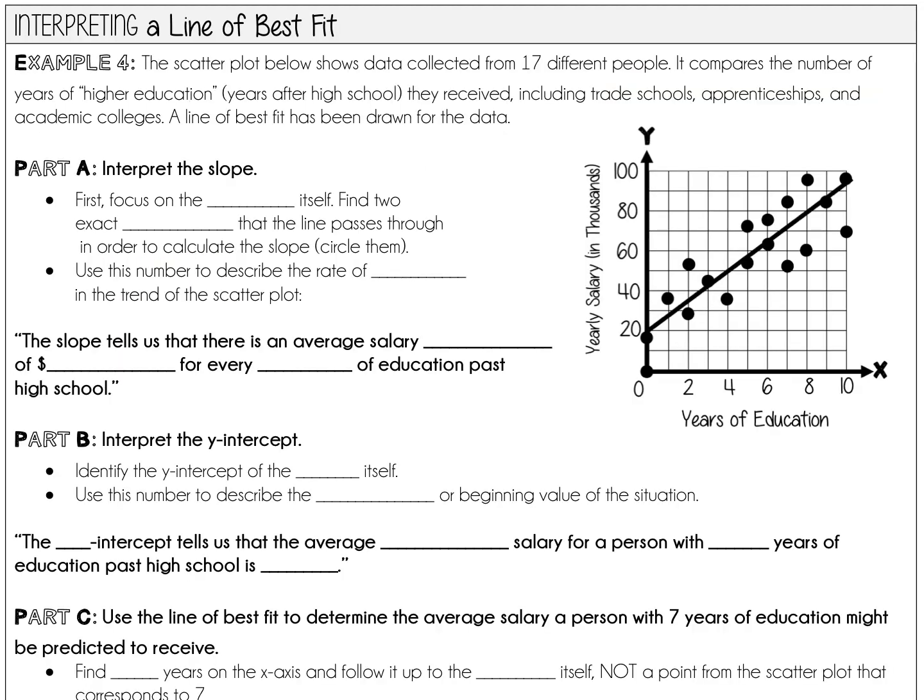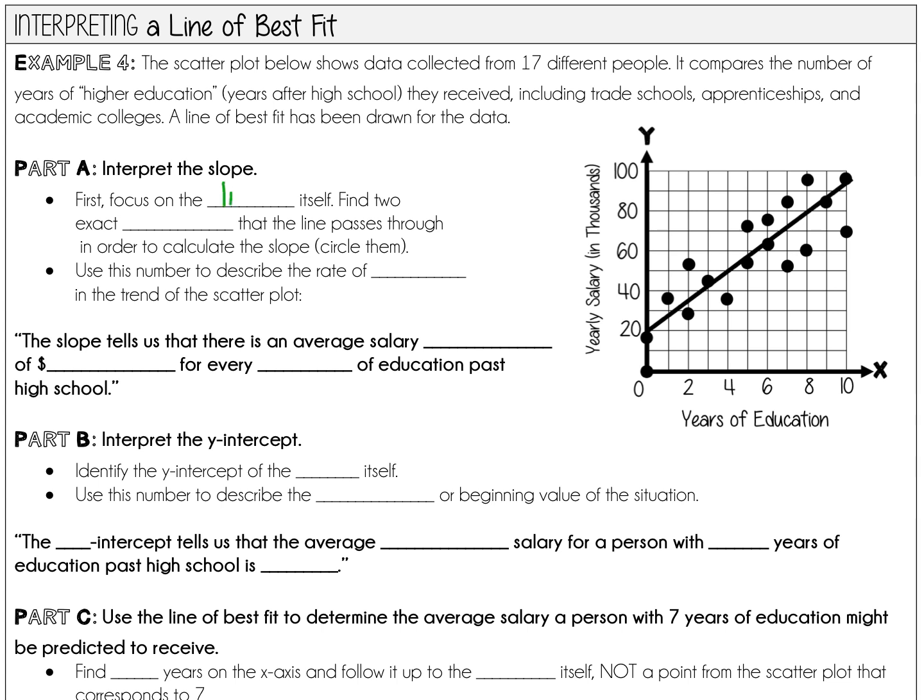Finally, we are going to learn how to interpret a line of best fit. In example 4, the scatter plot below shows data collected from 17 different people. It compares the number of years of higher education, aka years after high school, that they received, including trade schools, apprenticeships, and academic colleges. A line of best fit has been drawn for the data.